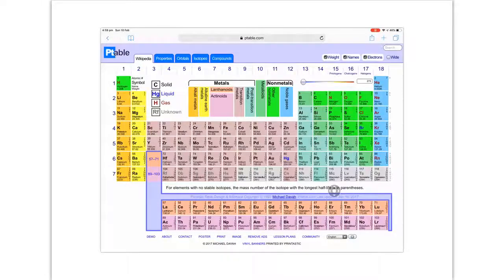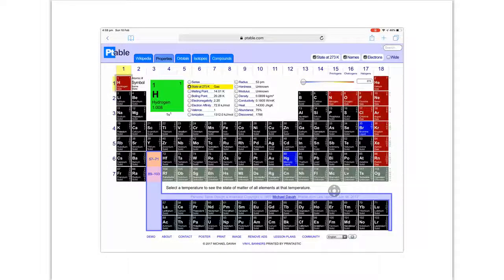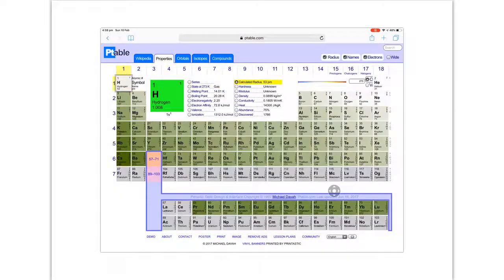So next, let's have a look at atomic radius. If you look up here, I can select lots of properties, but I'm going to start off with a calculated radius or atomic radius. Firstly, the darker the shade of green, the bigger the atom. So the shade of colour is telling us what the size or the radius of that atom is.